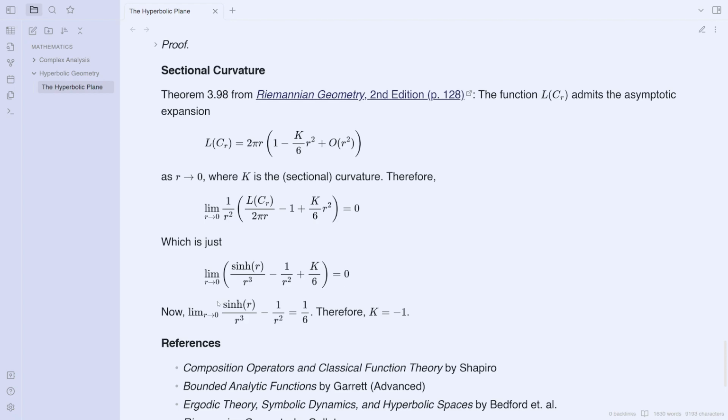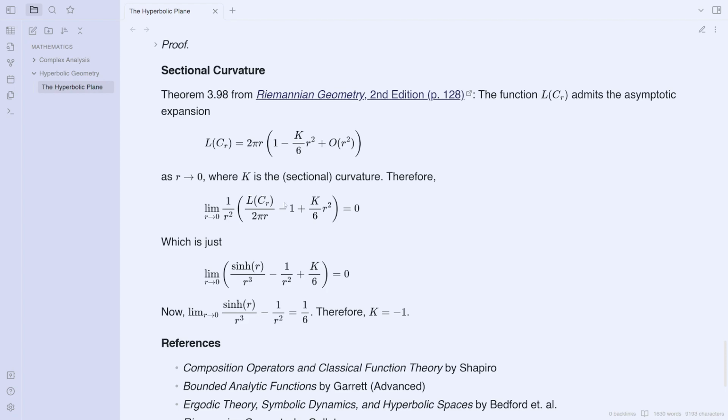All we have to do is figure out the limit of these first two components. That's going to be 1/6. Okay, we need 1/6 plus k over 6 equal to 0. We get k equals -1. And that's it. The sectional curvature of hyperbolic space is -1. This is how you acquire it. This is a very nice formula, a very straightforward, easier way of doing it. It's just algebra in this case.